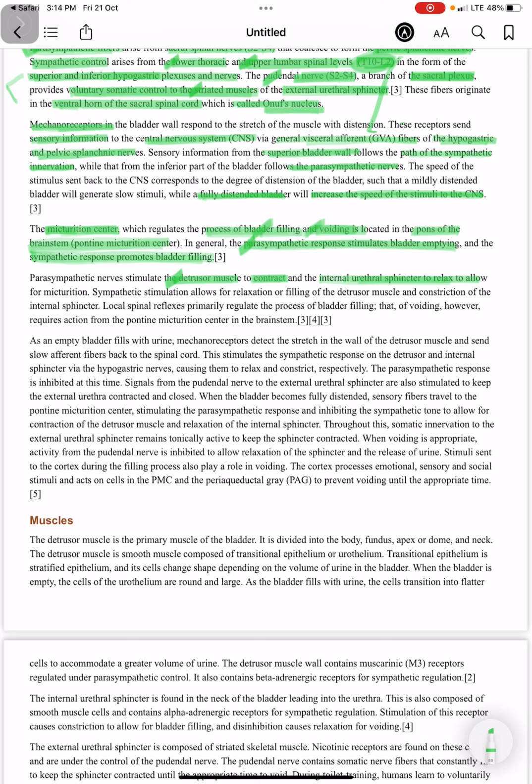Sympathetic stimulation allows for relaxation or filling of the detrusor muscle and constriction of the internal sphincter. So sympathetic stimulation is for relaxation and constriction.